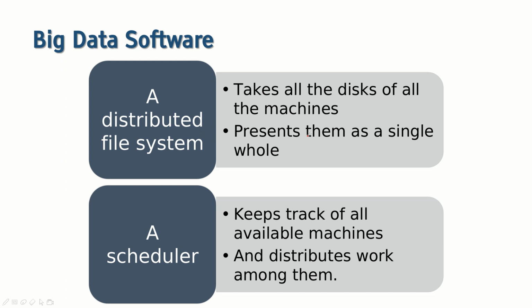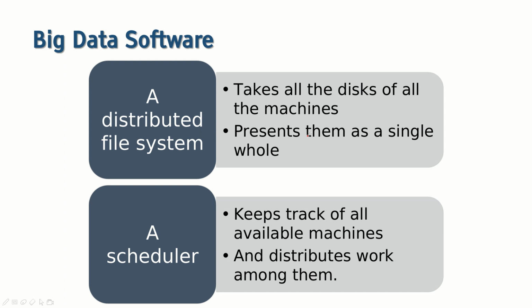So this is very similar to the RAID controller, but whereas the RAID controller was a specialized piece of hardware with many disks constituting it, here you have independent machines with their own hard disks, and we are going to take these individual machines' hard disks and present them as if one big hard disk is there. That's the job of a distributed file system.